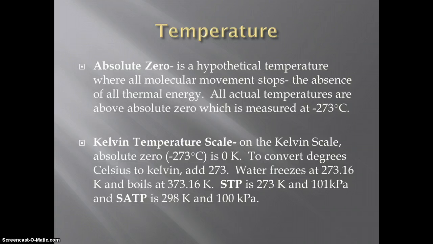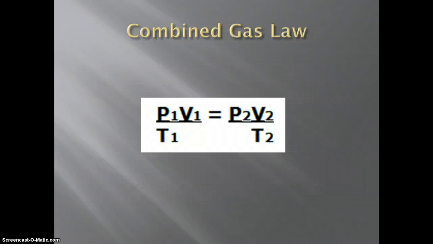The Kelvin temperature scale starts at absolute zero and moves up. So it still works on a degree Celsius, but you're starting at 0 Kelvin, which is minus 273, and counting up. So this saves you having to deal with negative numbers. Water is going to freeze at 273.16 Kelvin, which is 0 degrees Celsius, and boils at 100 degrees Celsius or 373.16 Kelvin. Okay, so basically you're going to take your Celsius, and you're going to add 273 to use the Kelvin temperature scale.